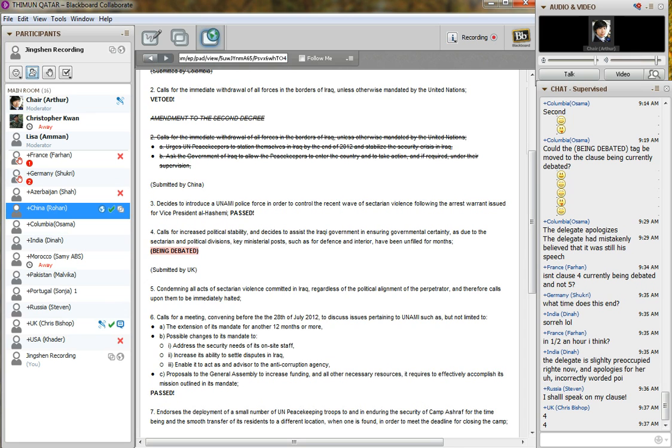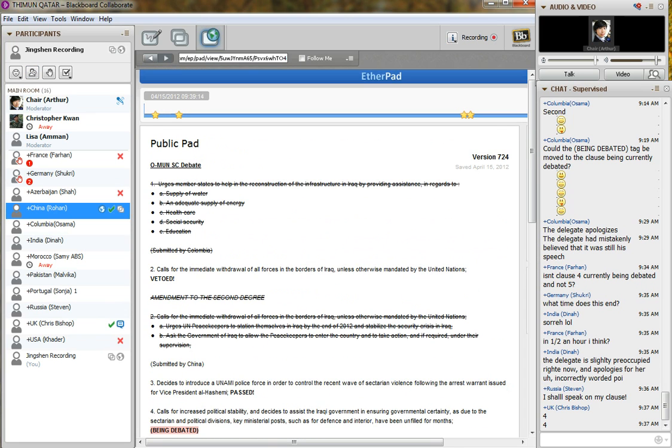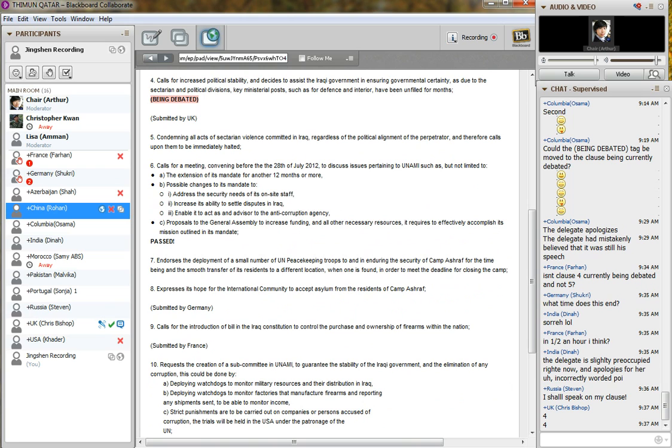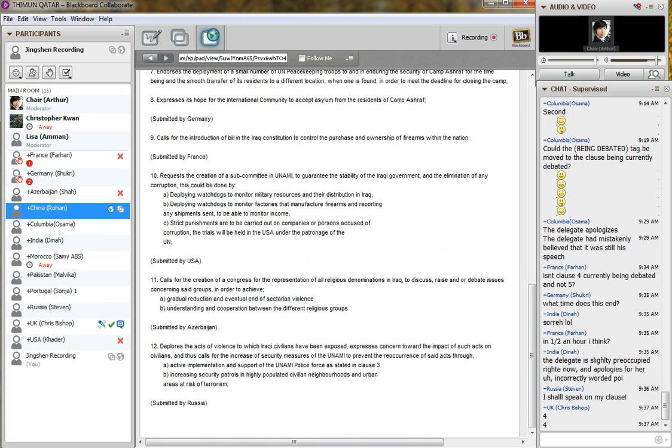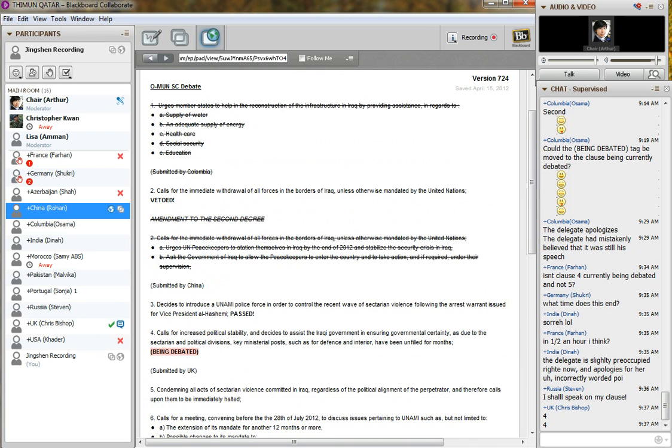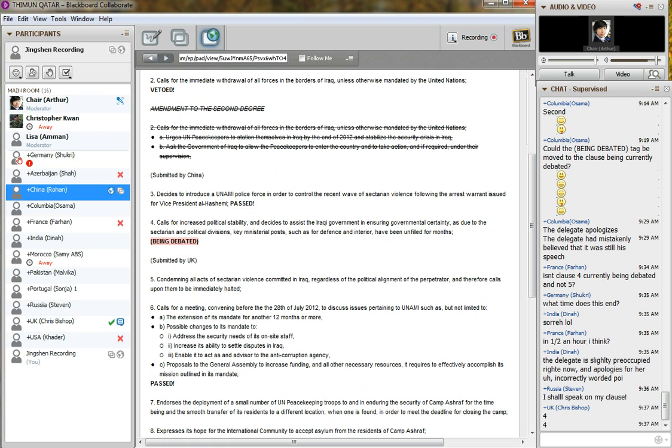On a point of inquiry to the chair. Please rise and state your point. Would it be possible to clear, or to strike out, every amendment that has not been passed due to time constraints so that the delegates can clearly see what is the resolution? That is in order. The chair will quickly get to that.